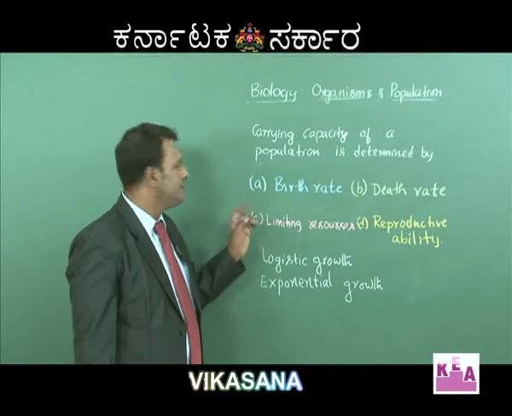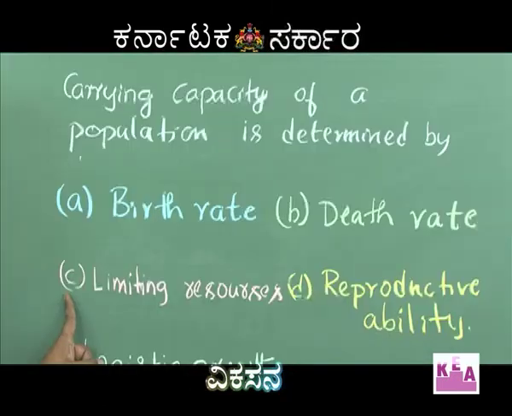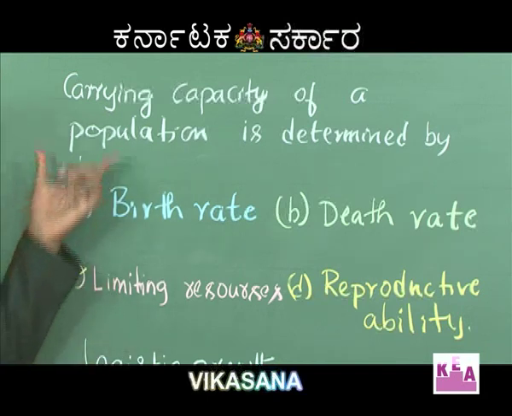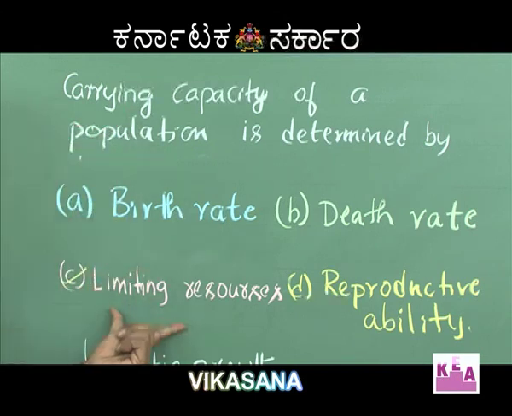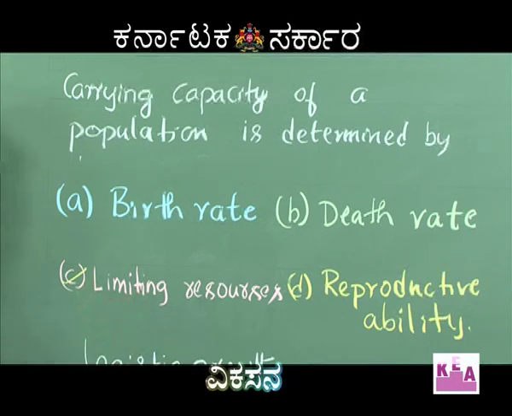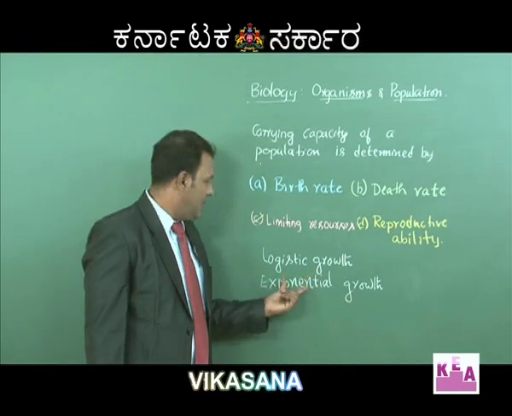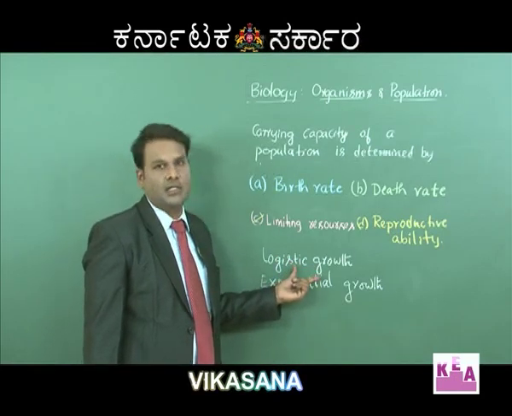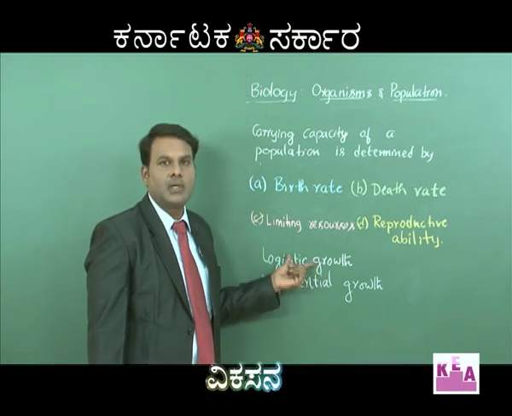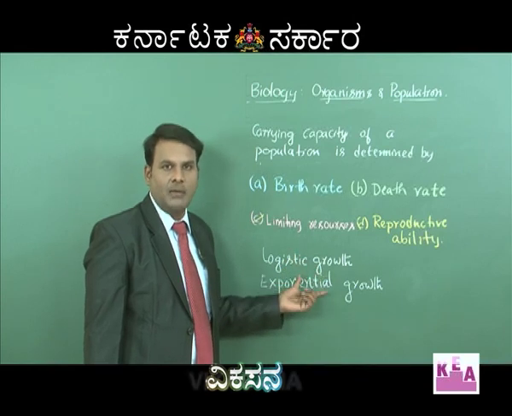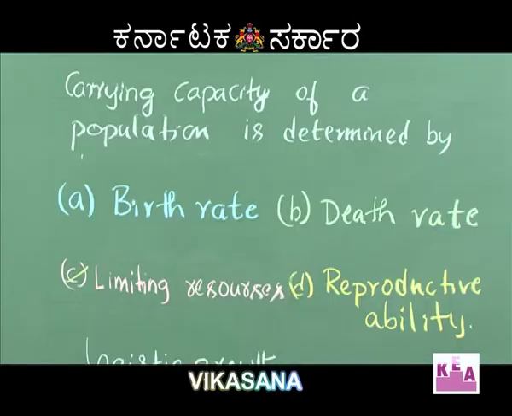In this question, the correct option is C, because as I already told you, the carrying capacity applies for limiting resources, because any habitat with limiting resources will have the logistic growth. When you consider exponential growth and logistic growth, the logistic growth is the only realistic growth, because no habitat will have unlimited resources.